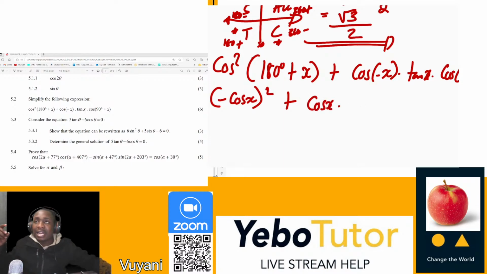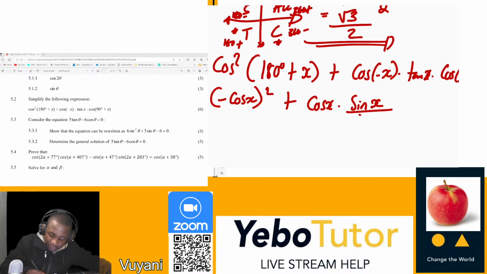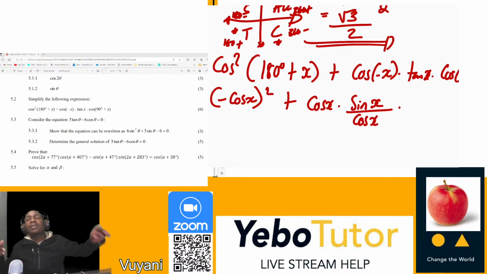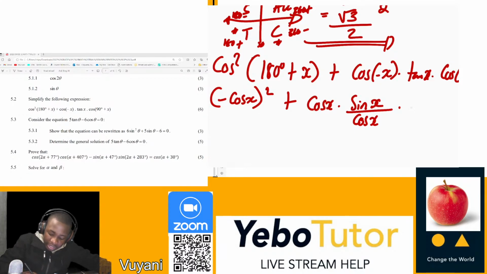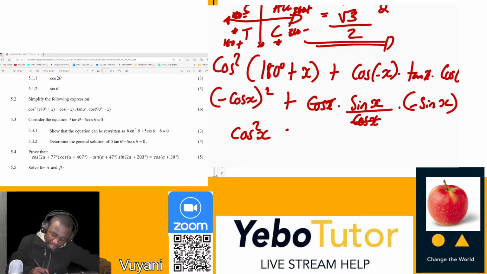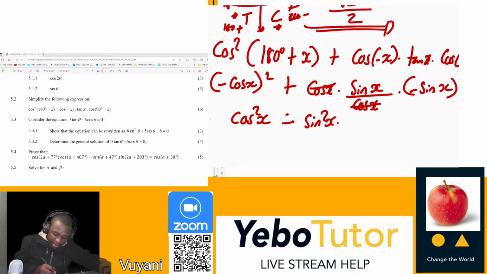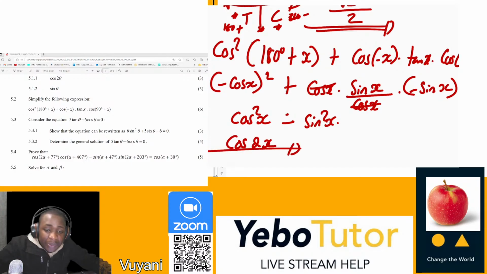Tan of x is an identity which is equal to sine x over cos of x, times cos of (90 plus x). 90 plus is in the second quadrant and cos is negative, but now we are looking at the co-ratio, so we're going to have negative sine of x. Then after that, this and this will cancel. Then we are left with cos squared of x minus sine squared of x. We know that this is the double angle cos of 2x. Then just like that, bingo, we are happy.